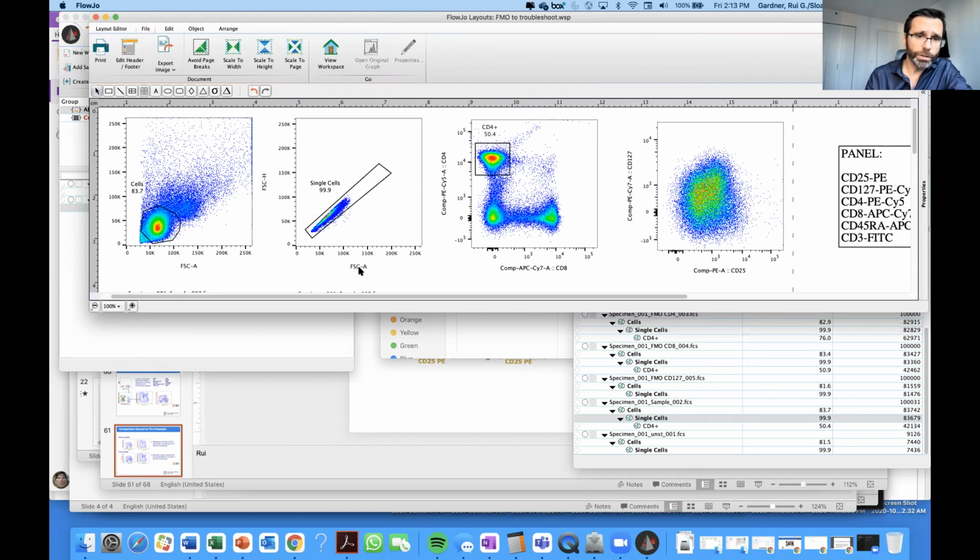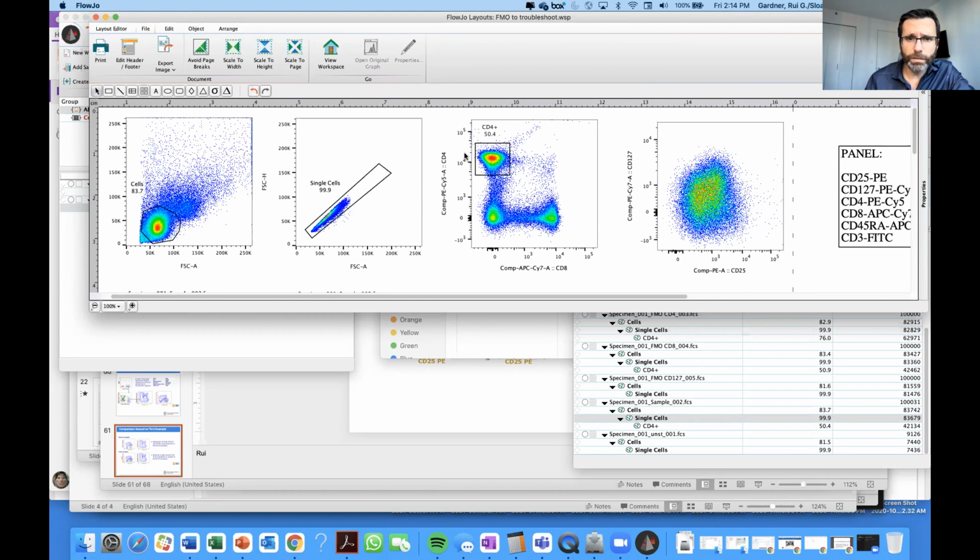We use a doublet discrimination here. It was just with forward scatter, height versus area. And we identified the CD4 T cells, and by the way, I forgot the objective of this panel, or one of the objectives was to look at regulatory T cells based on CD127 and CD25 expression. Now, maybe some of you are not familiar, but we should see a population standing out here that is negative or very dim for CD127 and very positive for CD25.